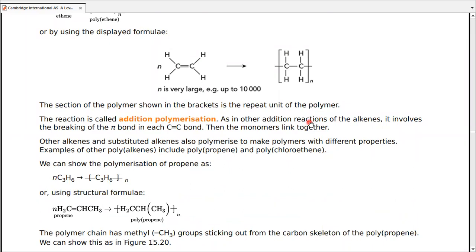Remember, the section of the polymer shown in the brackets is the repeat unit of the polymer. And once you get to know the repeat unit of the polymer in these intersected brackets especially, you would be able to convert it into the monomer. And this kind of exercise is something that we have done back in IGCSE.